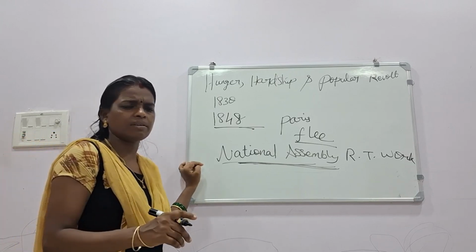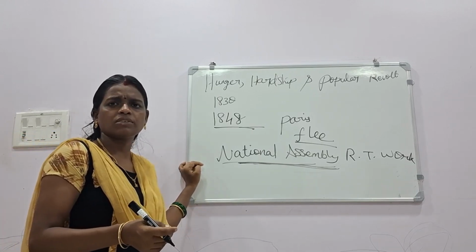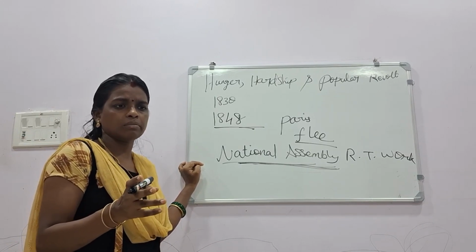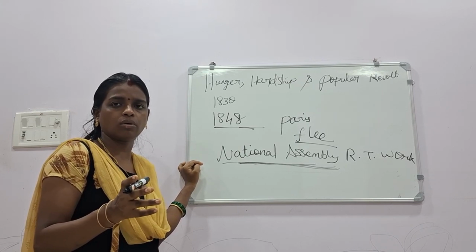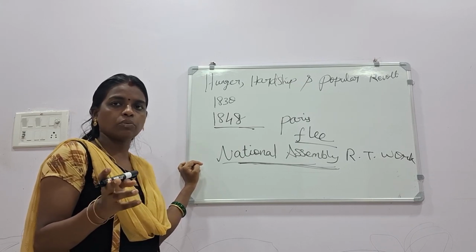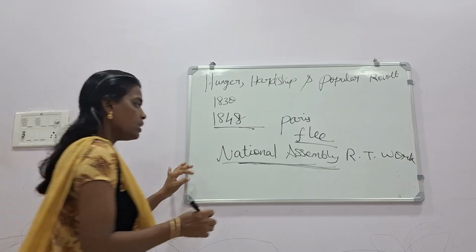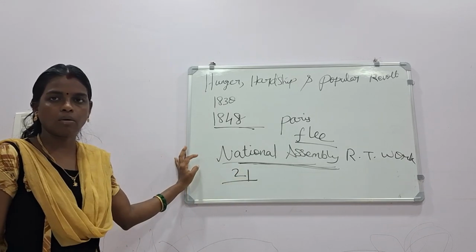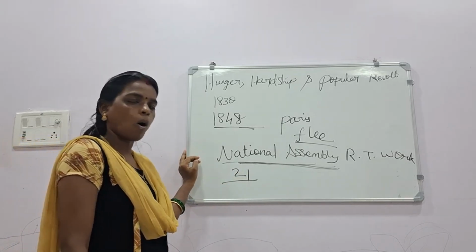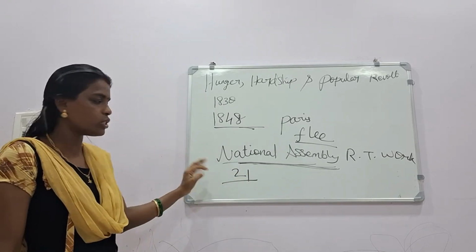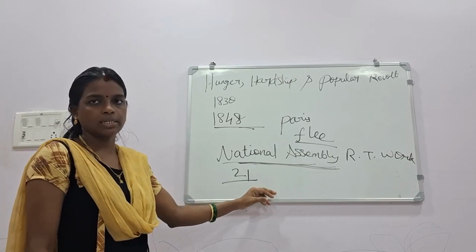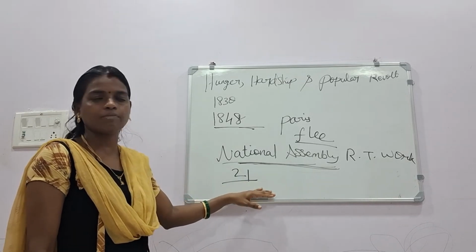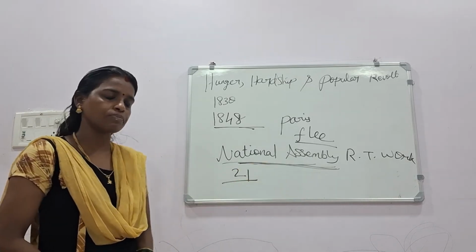In the previous class, we studied that universal suffrage was given only to the men who had property. The people who did not have property did not get the voting right. Here, all the men, whether they owned property or not, at the age of 21 got the voting right, got the suffrage. So this was a step brought by the National Assembly.